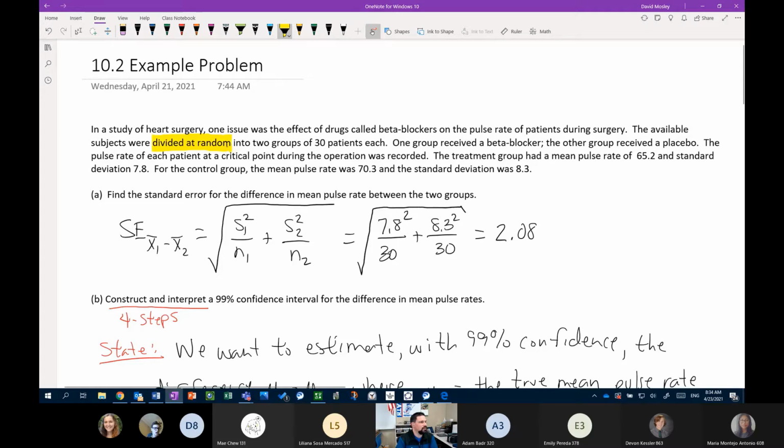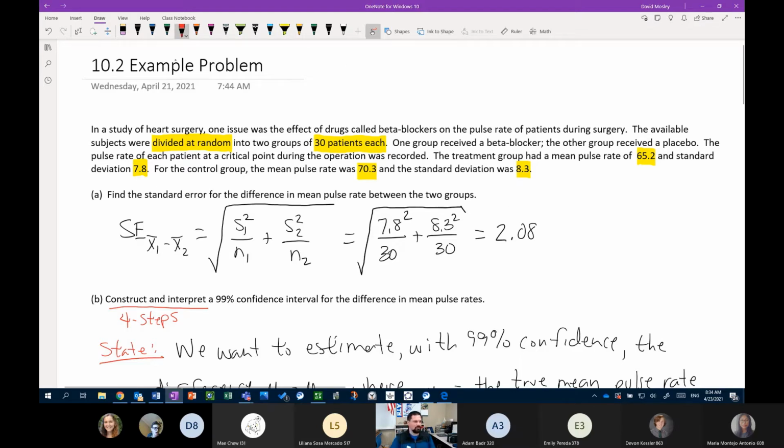That's better. Into two groups of 30 patients each. One group received a beta blocker, the other group received a placebo. The pulse rate of each patient at a critical point during the operation was recorded. The treatment group had a mean pulse rate of 65.2 and a standard deviation of 7.8. For the control group, people who got the placebo, the mean pulse rate was 70.3 and the standard deviation was 8.3.